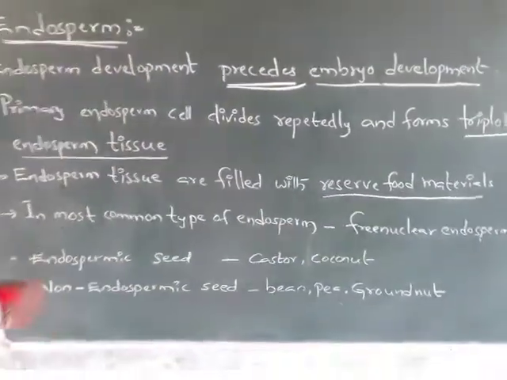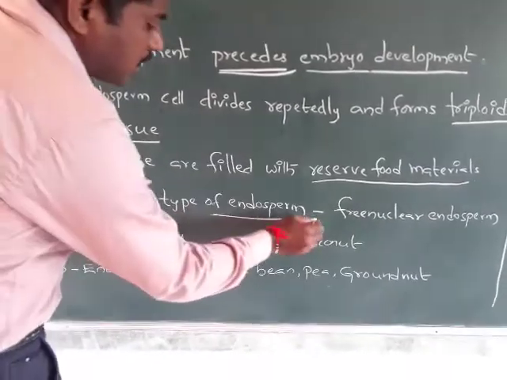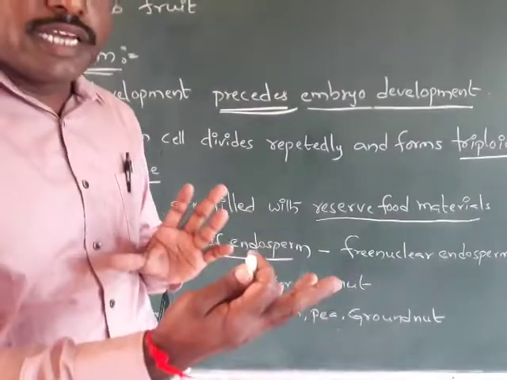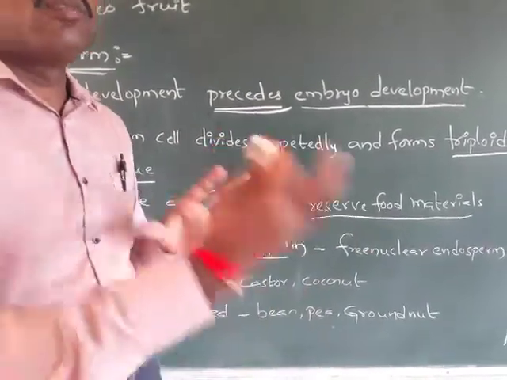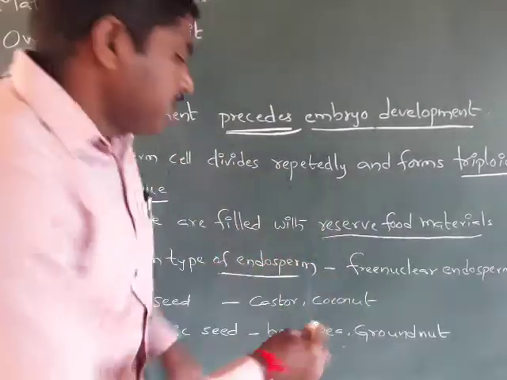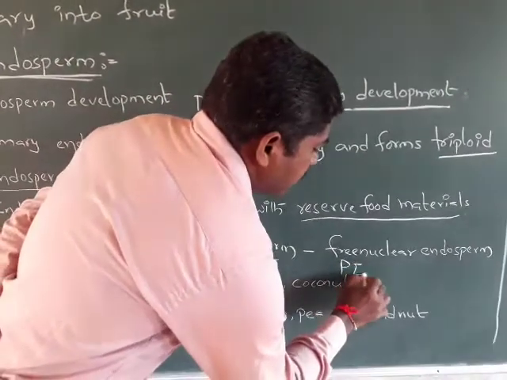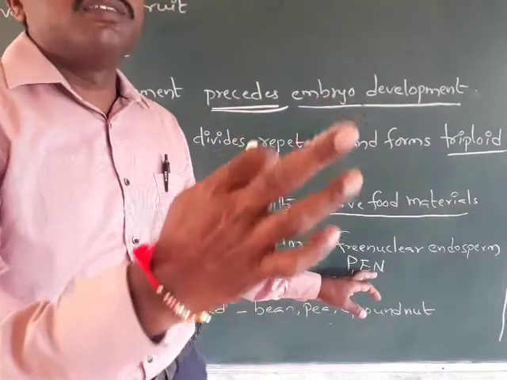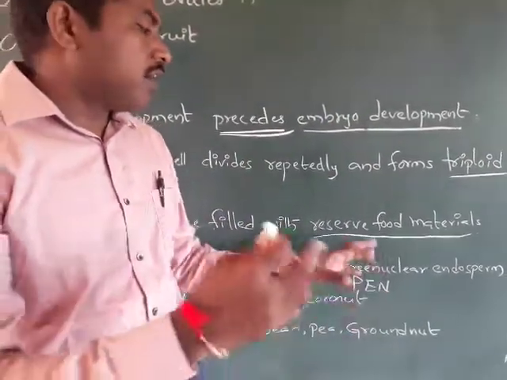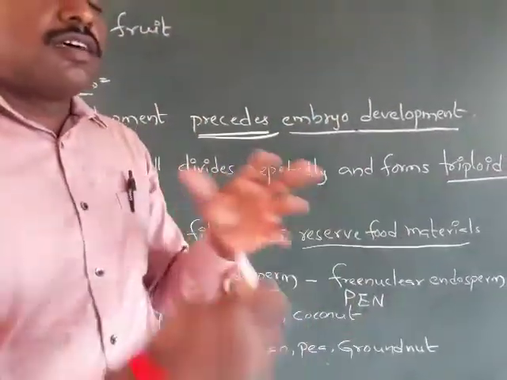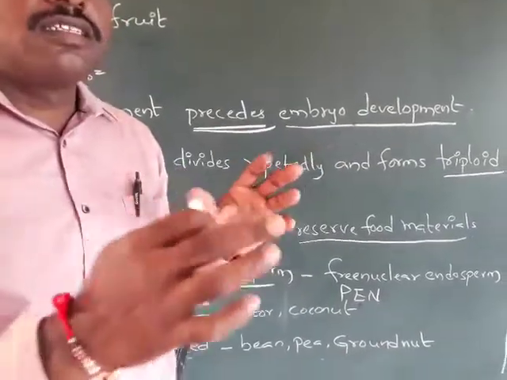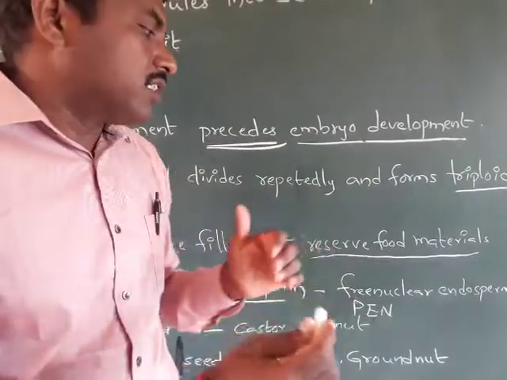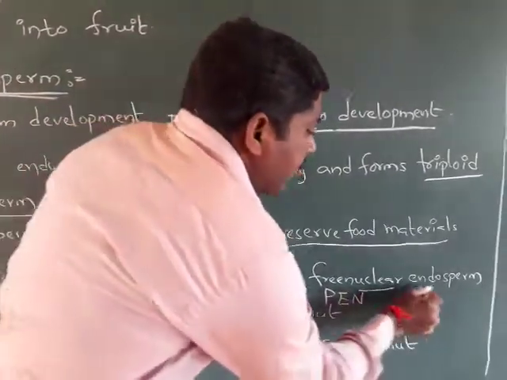In the most common type of endosperm, the primary endosperm nucleus undergoes free nuclear divisions and forms thousands of nuclei, not cells. Thousands of nuclei are there. That is called free nuclear division, and that is called free nuclear endosperm.